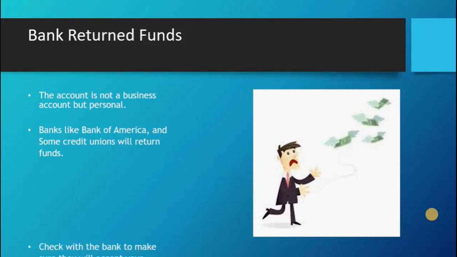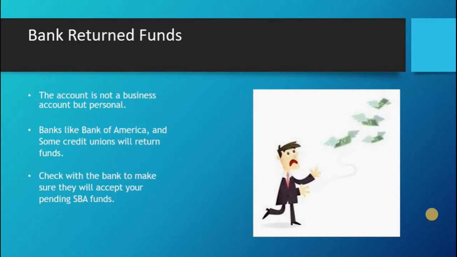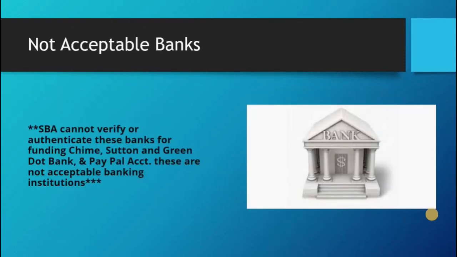The best thing to do really is to check with your bank. Let them know you have a pending SBA application for a loan, or if it's for the Targeted Advance grant, and ask if they will accept those funds in the current bank account that you have. So if it's a personal account, make sure that they will accept it. Some banks will accept your banking information into a personal account if you're a sole prop or independent contractor, but other banks will not. So you really need to check with your bank and make sure they will accept your pending SBA funds.